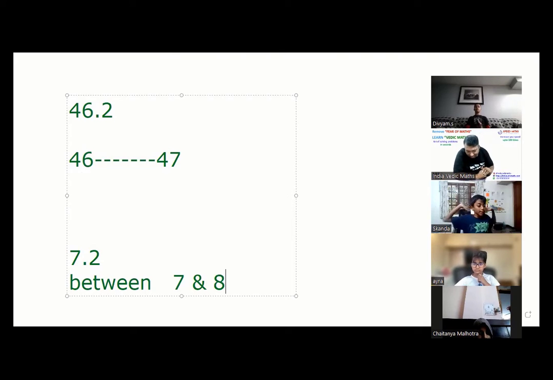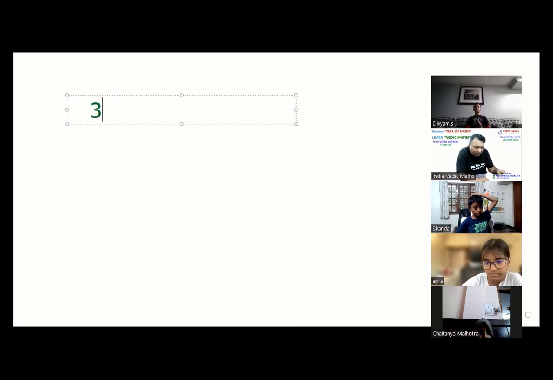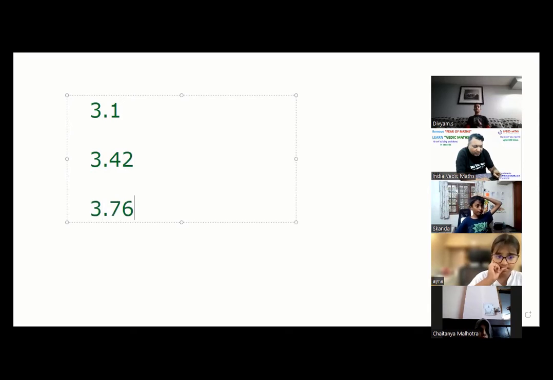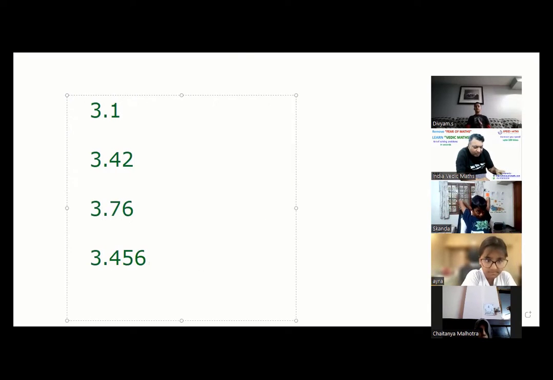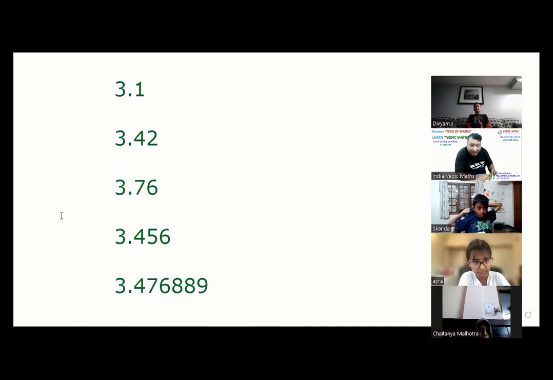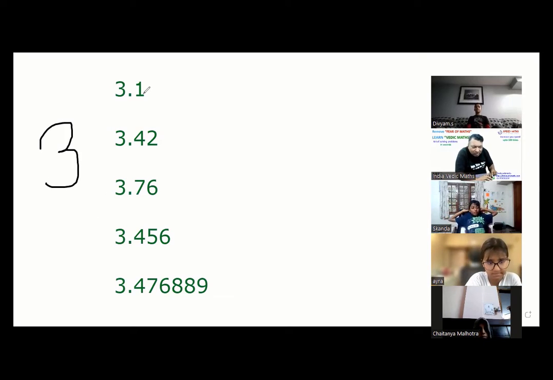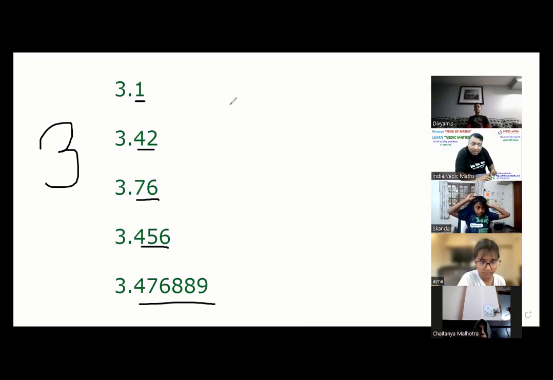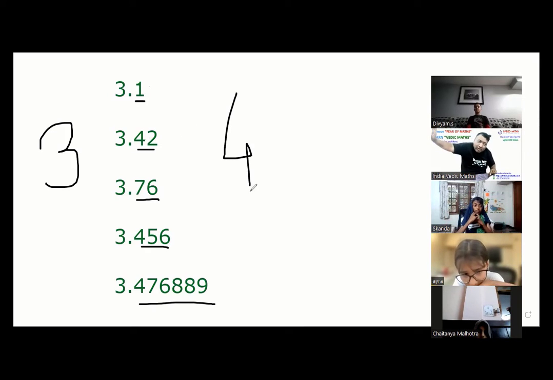Decimal numbers are not as simple as we think. There are too many things. So tell me, if I say 3.1, 3.42, 3.76, or 3 point this, or 3 point that, these are all decimal numbers. Can you believe all these numbers will be more than 3? Why? Because 3 point something, 3 point something, 3 point something. But all these numbers will be less than 4 because it is not reaching 4. It is just 3 point something. It will not reach 4. So these are all decimal numbers, different forms. We can write as many as we want.